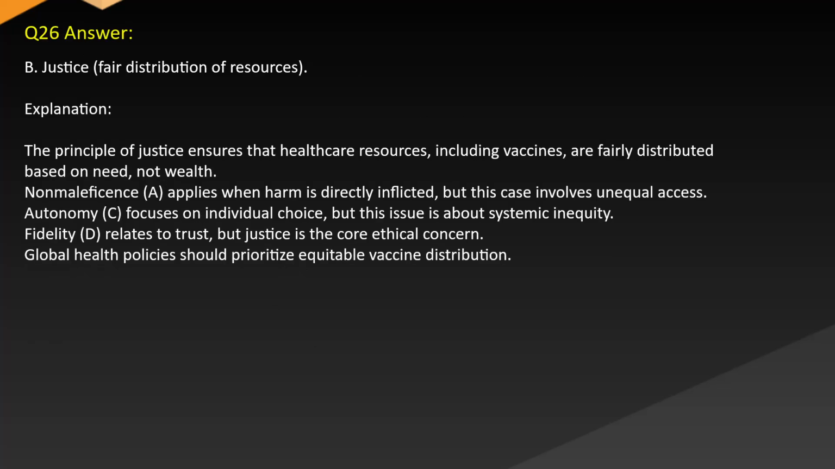Answer: B. Justice, fair distribution of resources. Explanation: the principle of justice ensures that healthcare resources, including vaccines, are fairly distributed based on need, not wealth. Non-maleficence applies when harm is directly inflicted, but this case involves unequal access. Autonomy, C, focuses on individual choice, but this issue is about systemic inequity. Fidelity, D, relates to trust, but justice is the core concern. Global health policies should prioritize equitable vaccine distribution.